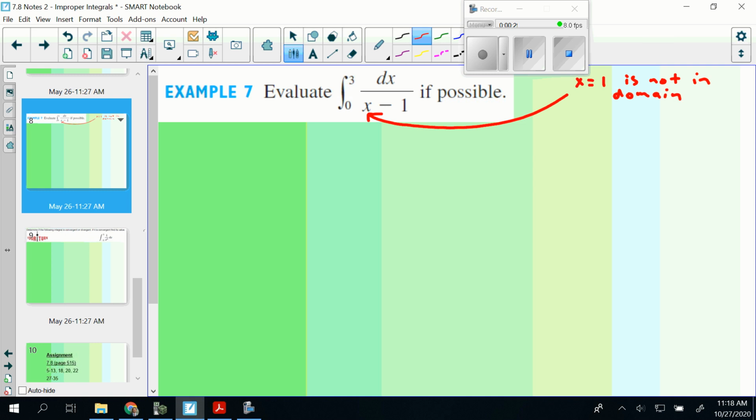So what you have to do on these types then is, because 1 is in between 0 and 3, we're going to split this up. So what we're going to say is we're going to be doing a limit here from 0 to 1 of this function, plus, if we continue now from 1 to 3 of the same function, these should be equivalent to each other. Now, I don't need that dx.